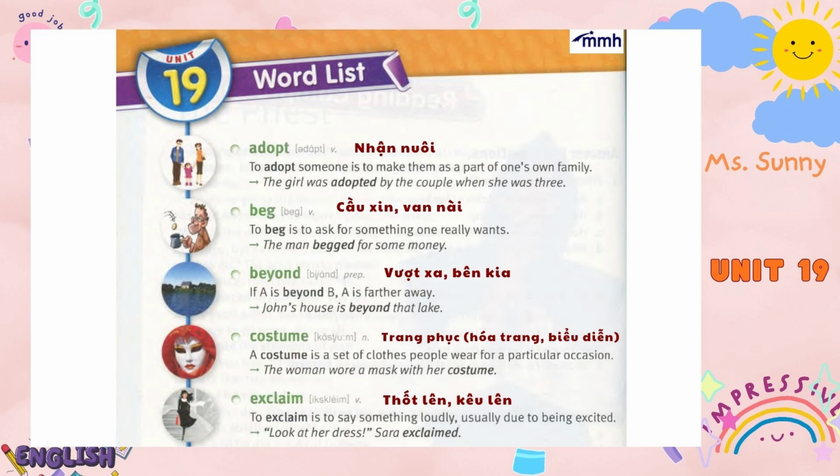Unit 19. Word list. Adopt. To adopt someone is to make them as part of one's own family. The girl was adopted by the couple when she was 3. Beg. To beg is to ask for something one really wants. The man begged for some money.